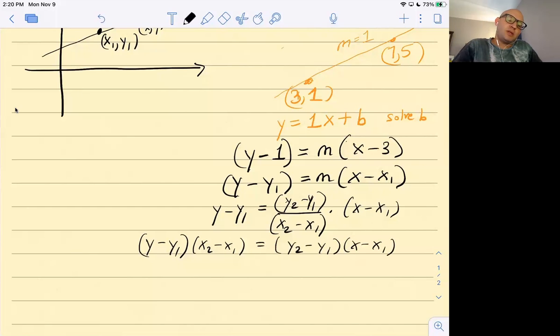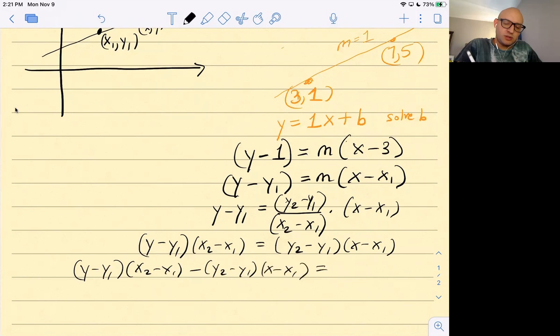And then I can move everything to the other side and I get the following. (y minus y1) times (x2 minus x1) minus (y2 minus y1) times (x minus x1) is equal to 0. Okay, so I'm going to stop here.